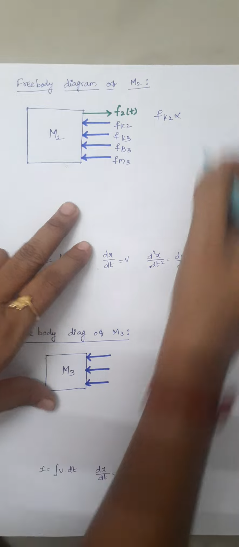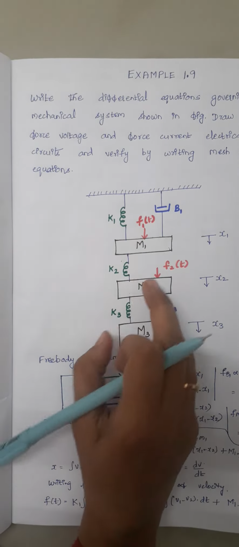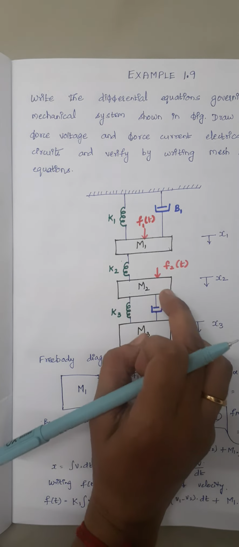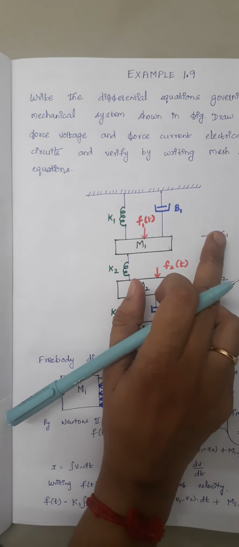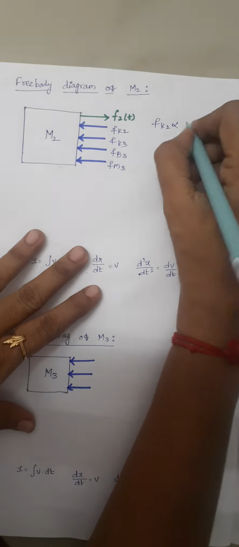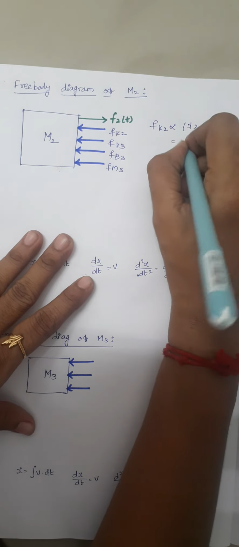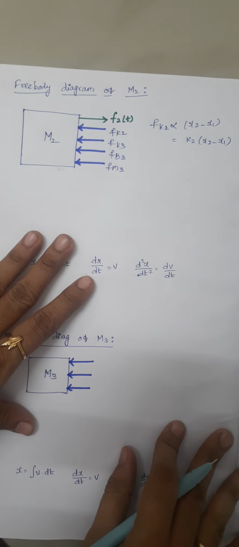Fk2. Again Fk2 is connected between your masses M1 and M2. Now we are considering M2. So the displacement of M2 is x2. So we have to write x2 minus x1. So Fk2 is directly proportional to x2 minus x1. So when we include the proportionality constant, that becomes k2 into x2 minus x1.